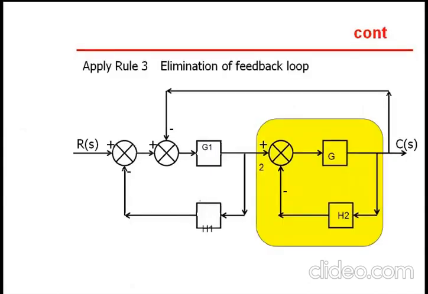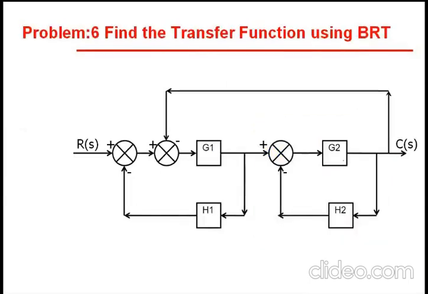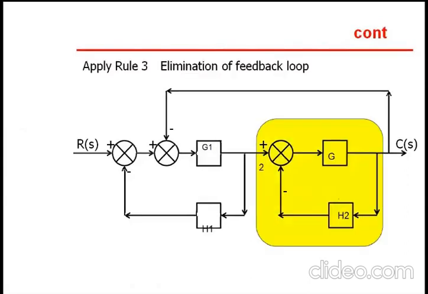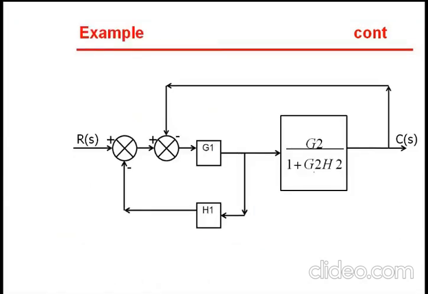So applying rule 3 for this particular block, where this is G2 and this is H2, the resultant will be G2 by 1 plus G2 into H2. Now if you observe this one, you can't consider these two as in parallel. Why? Because a takeoff point is there here. And you can't consider these two as feedback, because there is a summing point here. Hence, what you can do is split these two summing points.